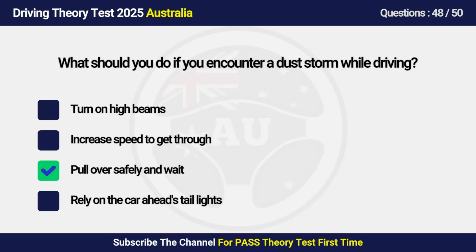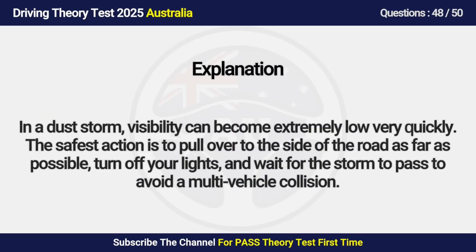Answer is C. Pull over safely and wait. In a dust storm, visibility can become extremely low very quickly. The safest action is to pull over to the side of the road as far as possible, turn off your lights, and wait for the storm to pass to avoid a collision.